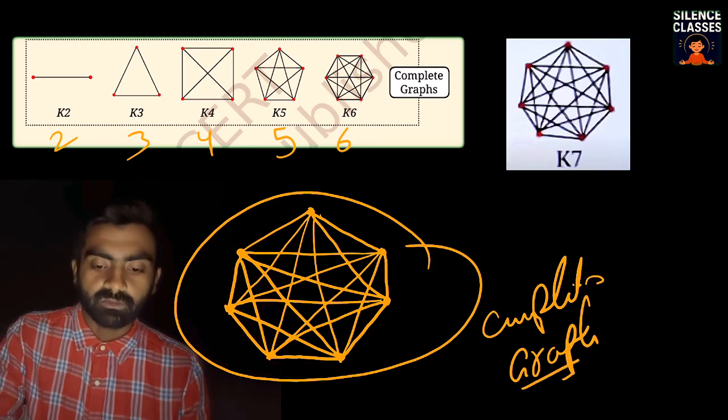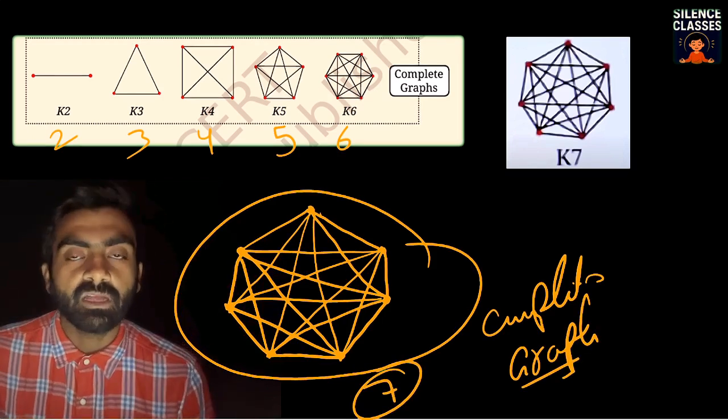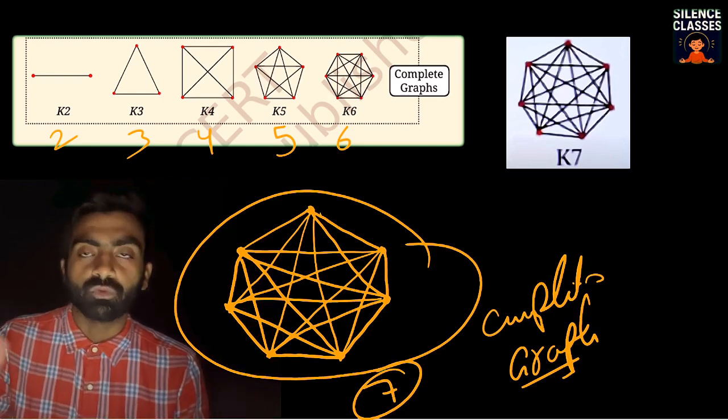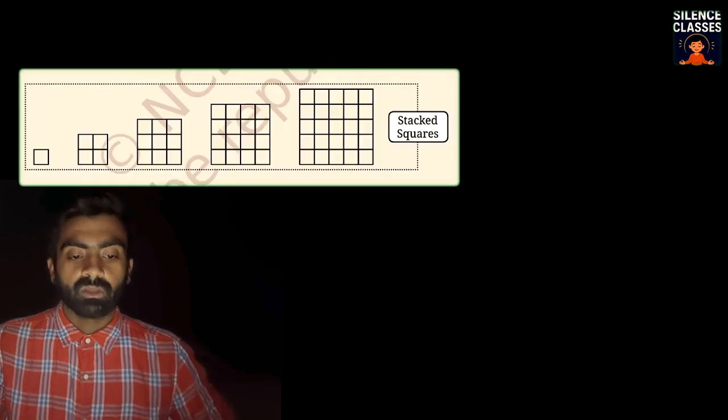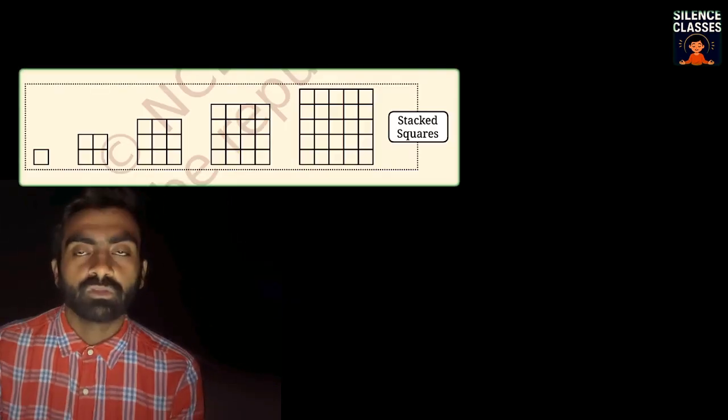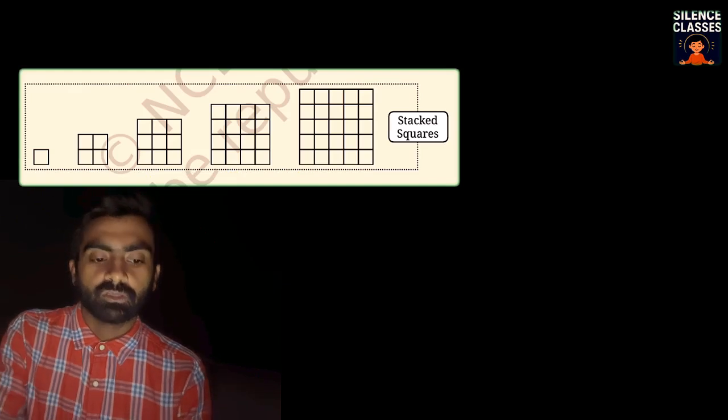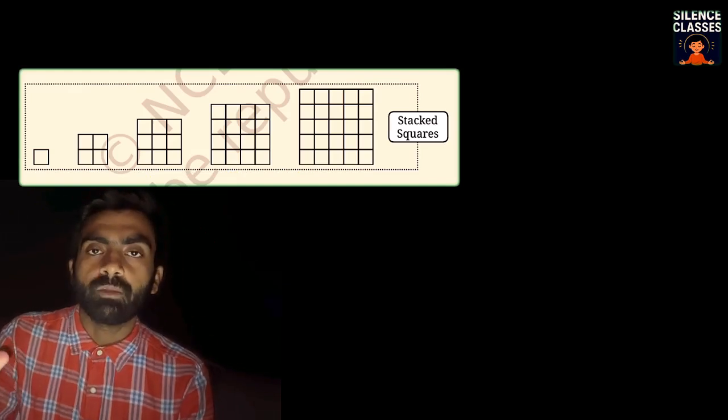Okay, over here 7 dots are there. Like this we will continue, we will move to 8, 9, 10, and so on. Now what are stacked squares? We will use the small squares, the number of small squares, to make a big square.